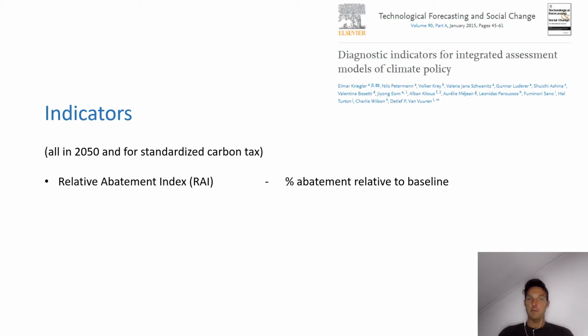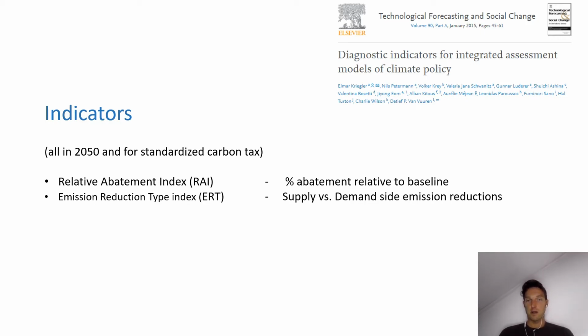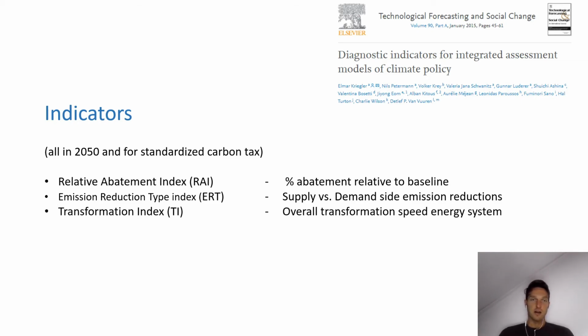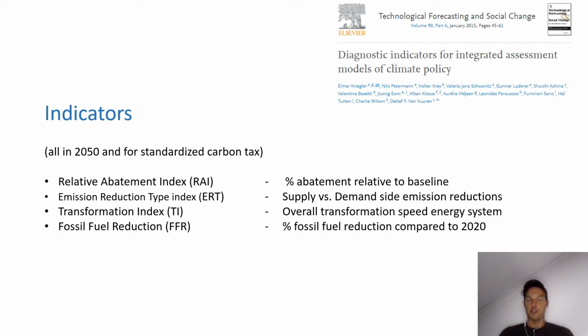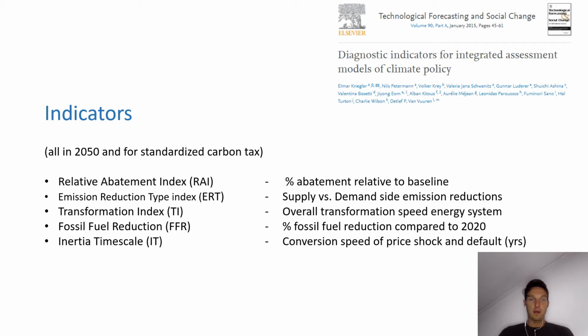First one is the relative abatement index, where we basically look at the relative abatement in CO2 compared to the baseline. The emission reduction type: are emissions reductions realized via supply or demand side options. The transformation index shows how much the energy system overall changes. Fossil fuel reduction is basically only the reduction in fossil fuels compared to 2020. Inertia timescale is a measure of how fast the model can react, so the conversion speed of a price shock in a default scenario. And the last one says something about the cost of mitigation.